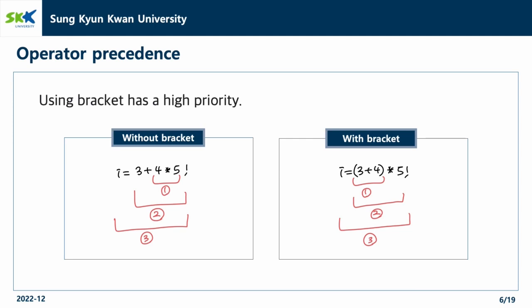The order of operations depends on brackets. Operations enclosed in brackets have a higher priority. In the example below, for the left case, which has no bracket, 4 multiply 5 is calculated first and then 3 is added. But if you wrap 3 plus 4 in brackets, the addition operation is calculated first and multiplied by 5.